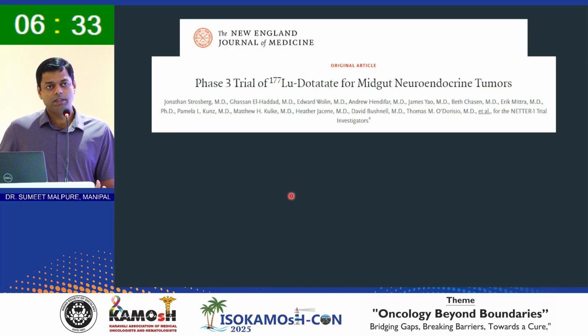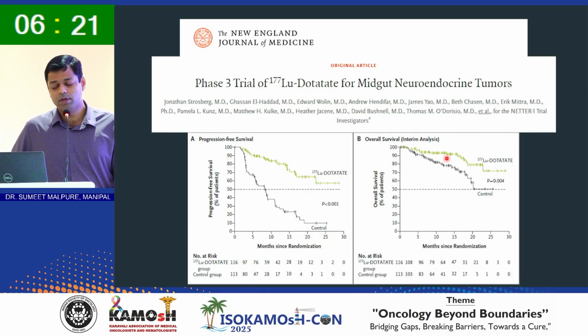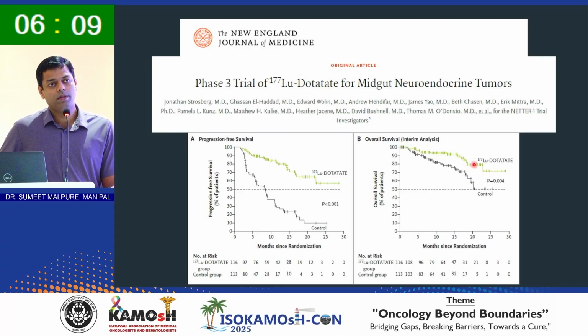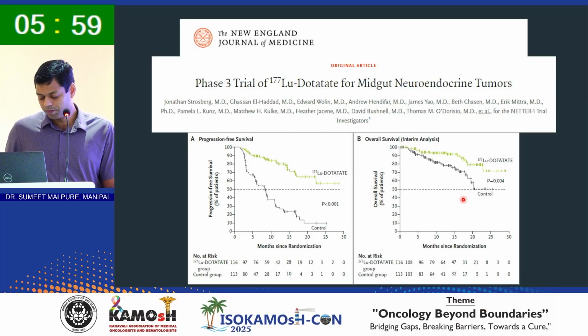The second is a phase 3 trial, which was published in NEJM. As you can see, in the lutetium dotatate arm as compared to the octreotide arm, there was a significant PFS benefit. When they did an overall survival analysis, the interim analysis showed benefit in OS. However, 10 years after the study, they released the entire data, which showed that even the control group did well. The main reason for this was significant crossover from the control group to the lutetium dotatate group.